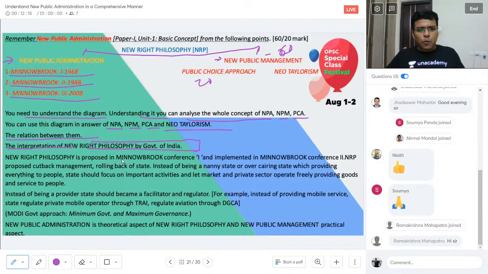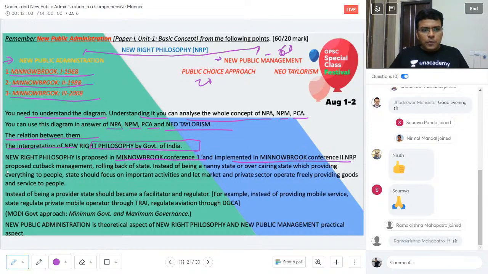The new right philosophy is proposed by Minnowbrook Conference 1 and implemented in Minnowbrook Conference 2. New right philosophy, the central theme of NPA and NPM, was proposed in Minnowbrook 1 in 68 and implemented in Minnowbrook 2. Minnowbrook 2 in 1988 is completely dedicated to new right philosophy and how it was implemented. So in Minnowbrook 2 you only need to write what new right philosophy is, how the Government of India has implemented it, and the current NDA government's approach to it.